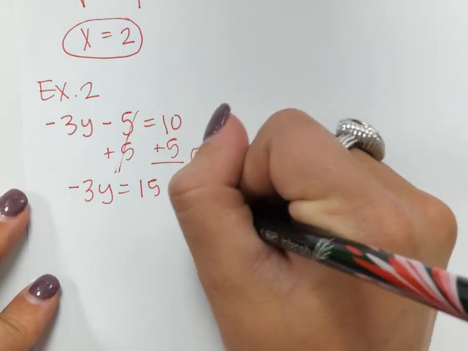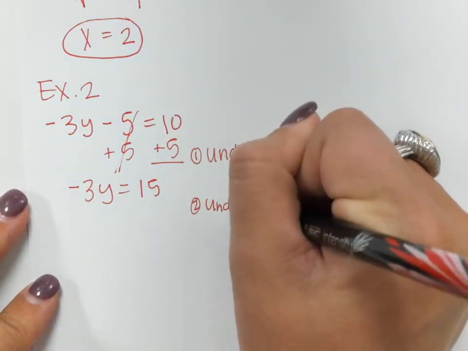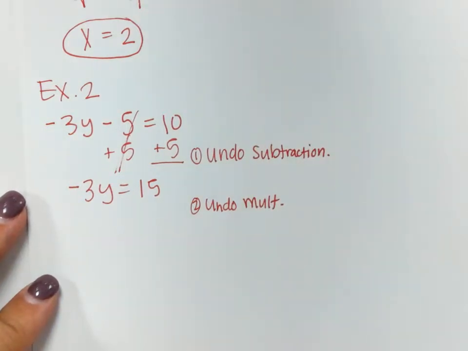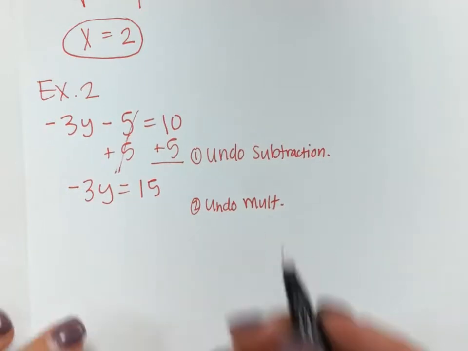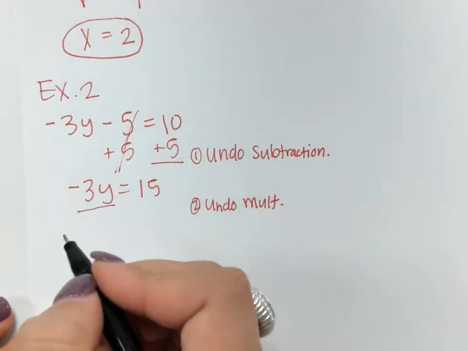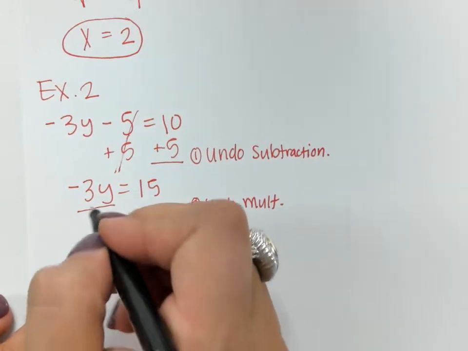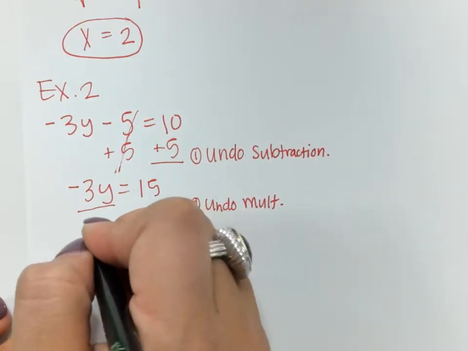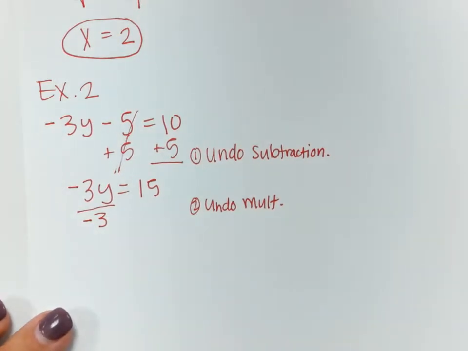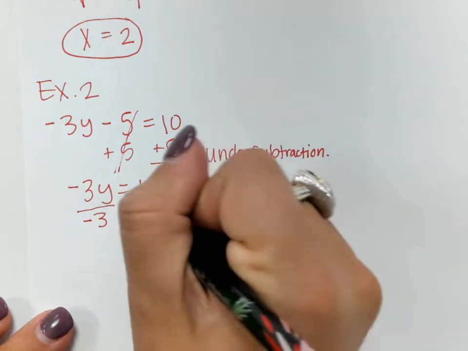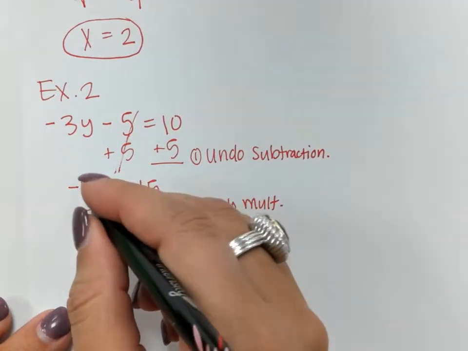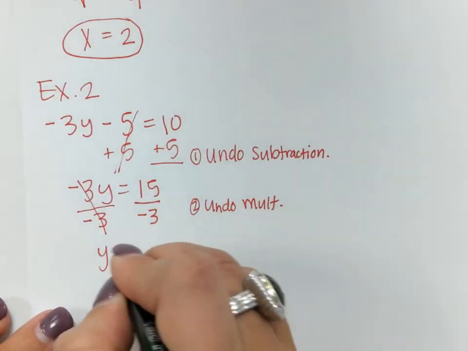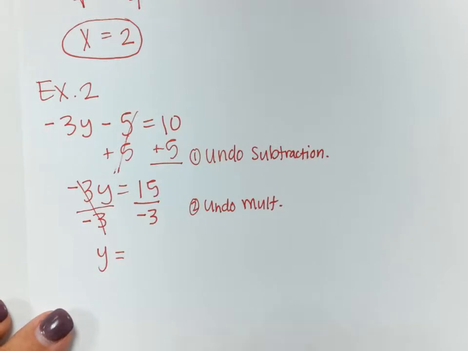Now I need to undo the multiplication. And by undo multiplication, what does that mean we're doing? That means we're dividing. So I'm dividing negative 3y by what? Negative 3. Not negative 3y. Because remember, I'm solving for y. Whatever I do to one side, I have to do to the other side. So that means my negative 3's cancel, and it leaves me with y is equal to negative 5. Good.